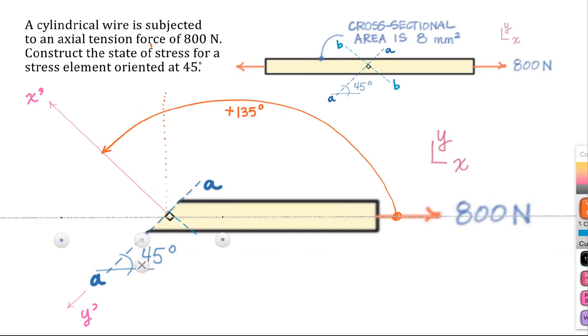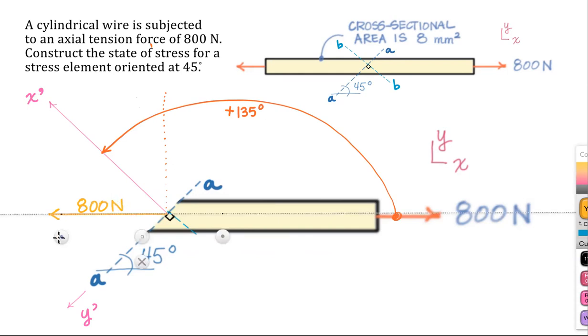I'll choose a yellow color for this vector. It needs to be coincident with the centroid, of course, and we'll just put this puppy into static equilibrium. That's 800 newtons. Now it's time to make a bounding box.